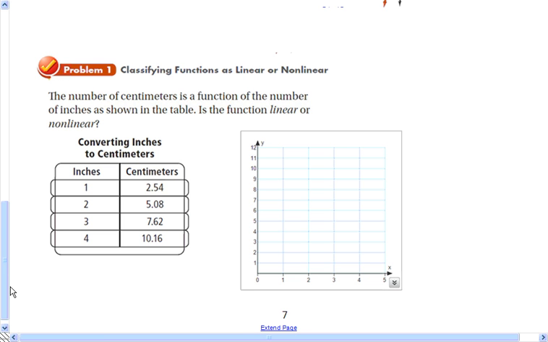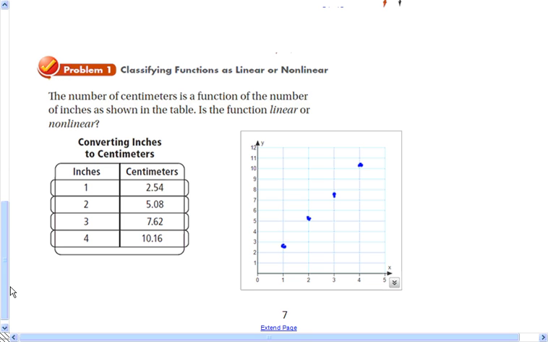So let's graph this first one here. At 1 inch, there are 2.54 centimeters. That's about right there. At 2 inches, there's 5.08 centimeters, so maybe about right there. At 3 inches, 7.62. And at 4 inches, 10.16.